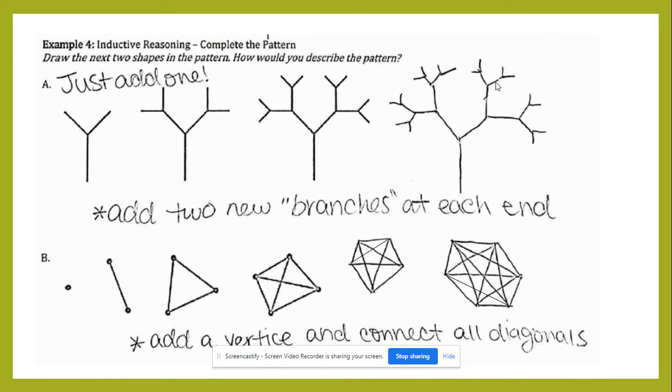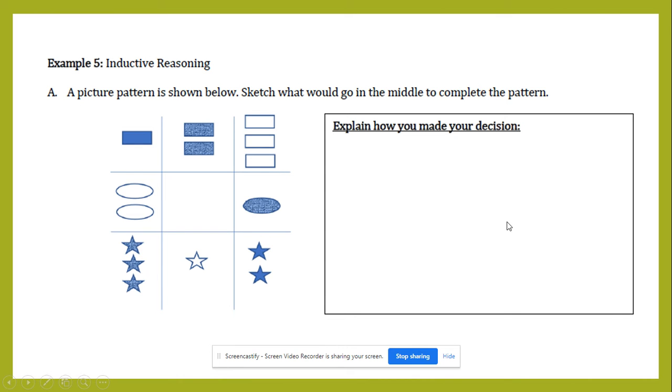Okay, that looks so much better. So we have a star on the inside. This one looks a lot more detailed, a little bit more crazy, but try to connect all of the diagonals. Let's scooch on over to example 5.